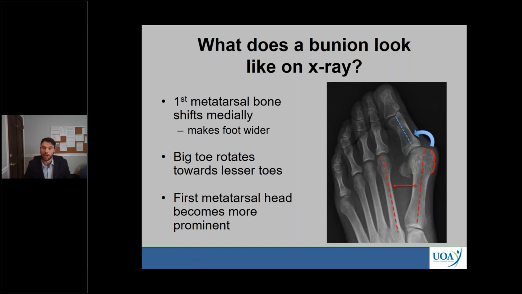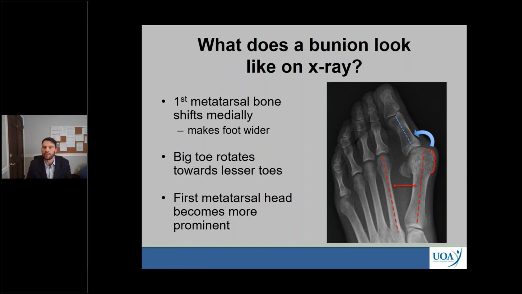The answer is no, unfortunately, because you need a lot of this bone to articulate or to form your joint with this bone. So we can't be too aggressive in removing this bone. Furthermore, it's not going to correct the root cause. If we were to shave this part of the bone here, this bone could shift over even further and we could still have a problem, and your big toe can still go the other way towards your lesser toes.